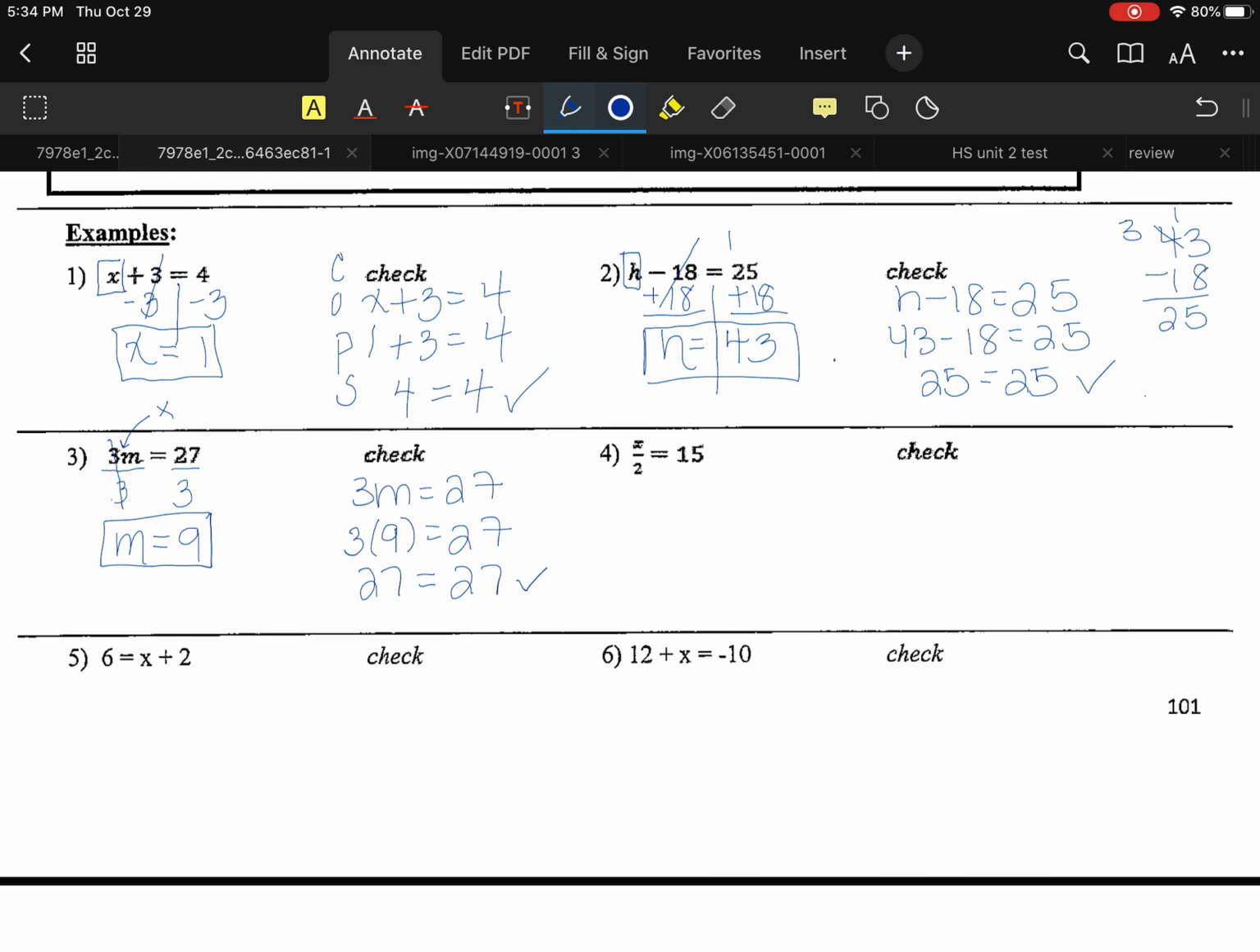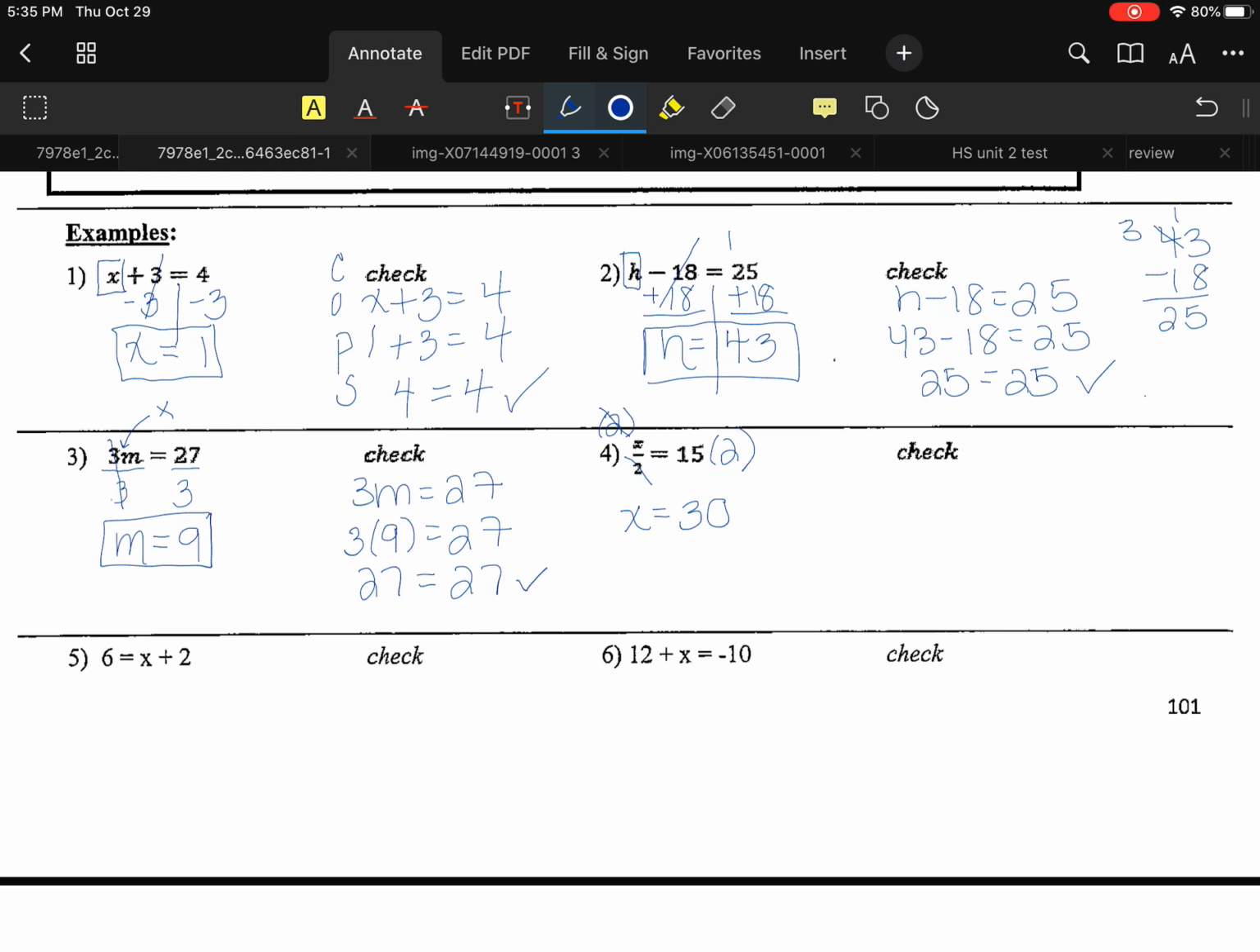Problem number 4, again, your goal is to solve for that x, and x is being divided by 2. The opposite of division is multiplication. So I'm going to multiply the left side by 2 and the right side by 2. 2 over 2 reduces to 1. So I don't need to write 1x. I could just write x. So technically x is isolated. It is alone. 15 times 2 is 30.